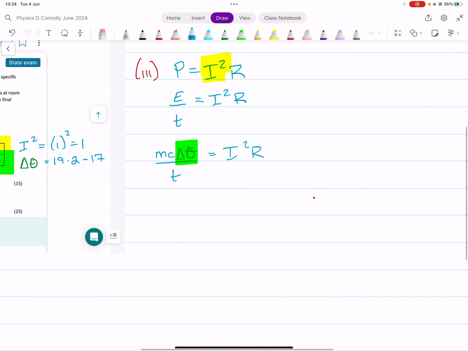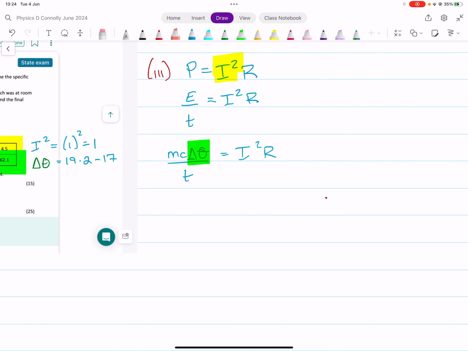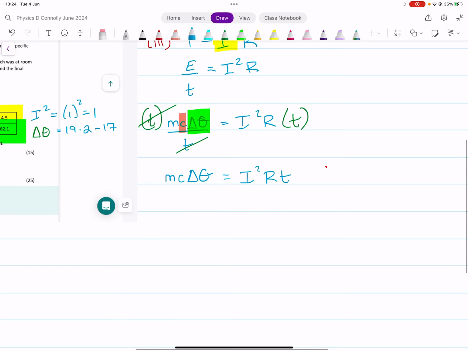Now, which way will we plot it? So the last question asks for specific heat capacity, which is this. Yeah, so I'm going to isolate that. So I am going to multiply by t, which will cancel that, and multiply by t over here. So now I have mc delta theta equals I squared R t. And then I'm going to divide by m and delta theta. And then you have to do that over here. So divide by m and divide by delta theta.